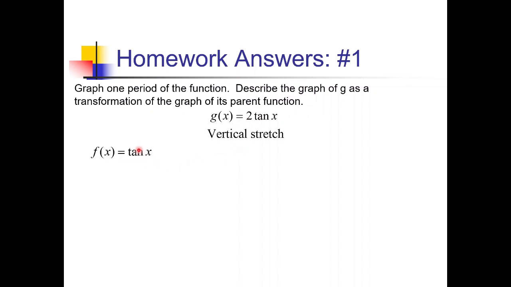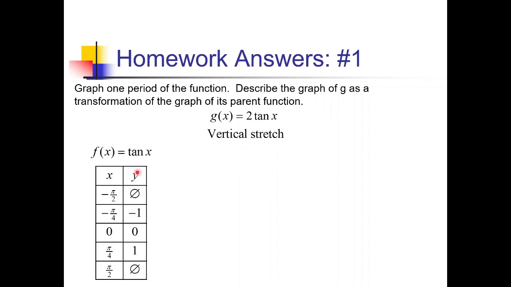So my parent function for tangent, the table there, here are our values. We have negative pi over 2 through pi over 2. We have an asymptote, negative 1, 0, 1, and another asymptote. So let's figure out what the g function looks like now.